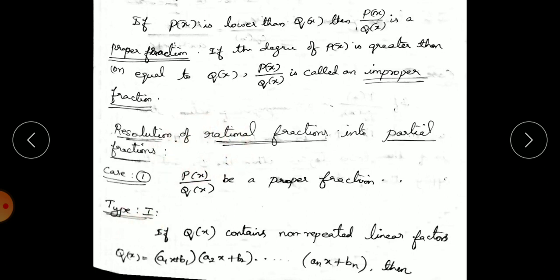So type 1: if q of x contains non-repeated linear factors, that is, q of x can be written as a1x plus b1, a2x plus b2 and so on. That is, no term should be repeated here. If every term is different, it comes under type 1. First, when the question is given, you have to identify whether it is a proper fraction or an improper fraction, and then you should see if the factors are non-repeated, that is, the terms are different.